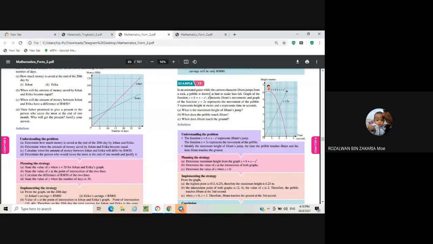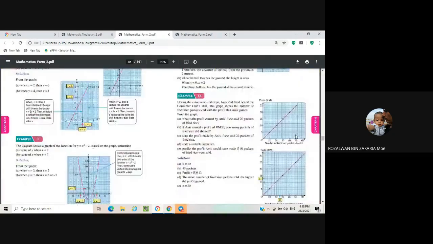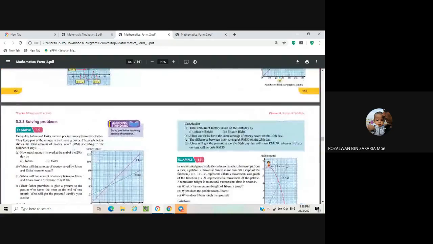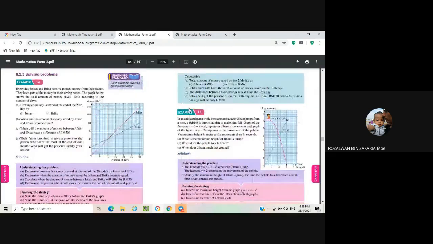Example 15, page 161. Okay? Teacher, do in which book? No, you just do in your textbook. What I mean here. Teacher? Yeah. Okay, what answer? What is the answer? No. What I mean, okay.